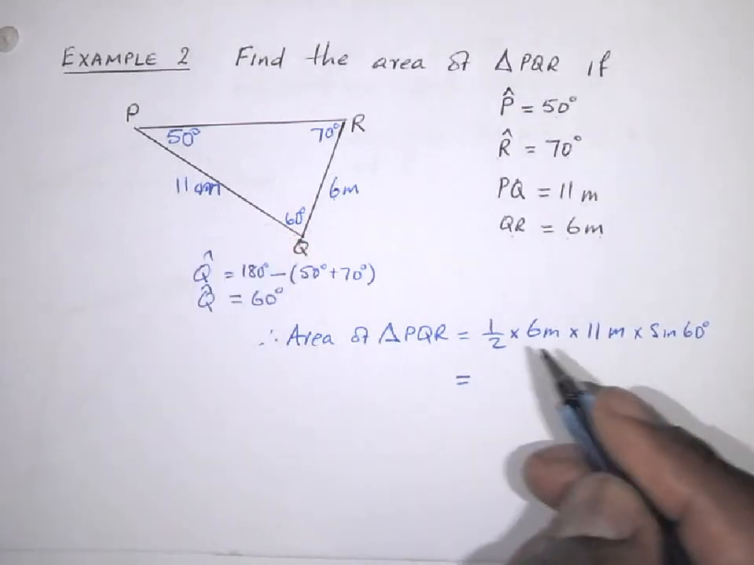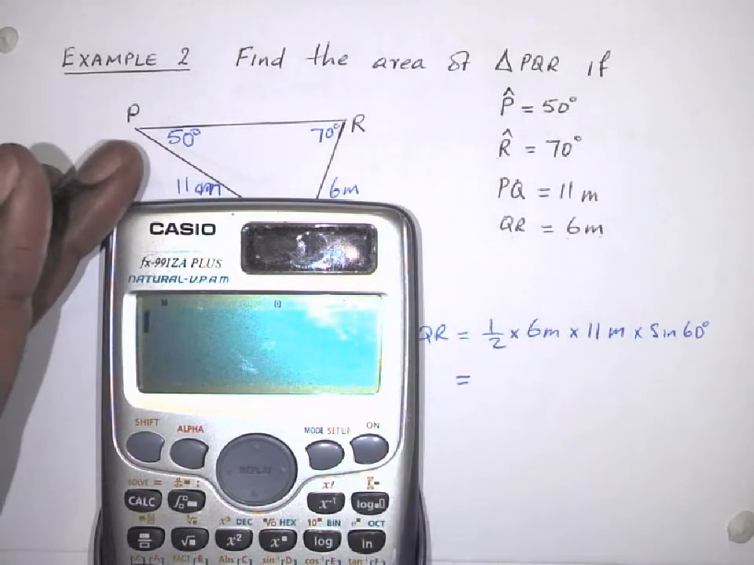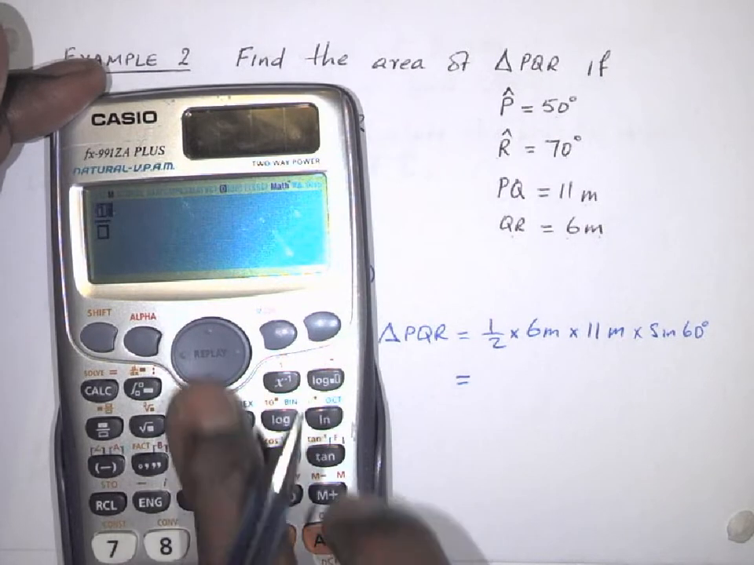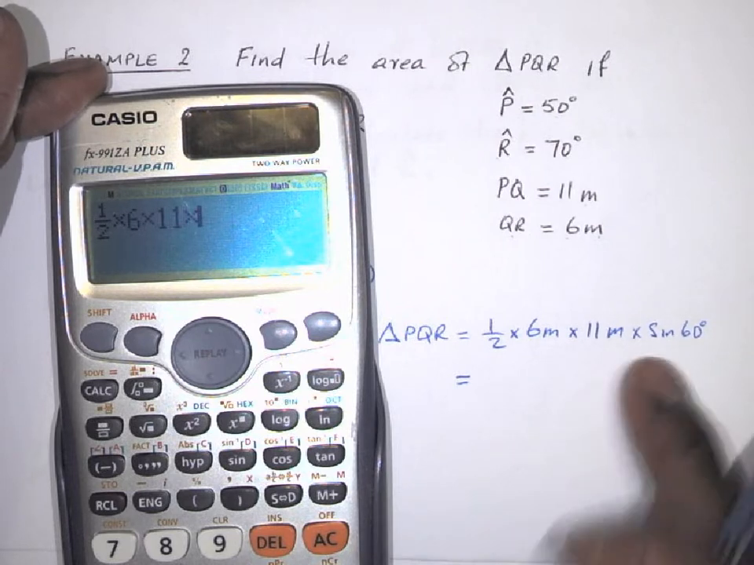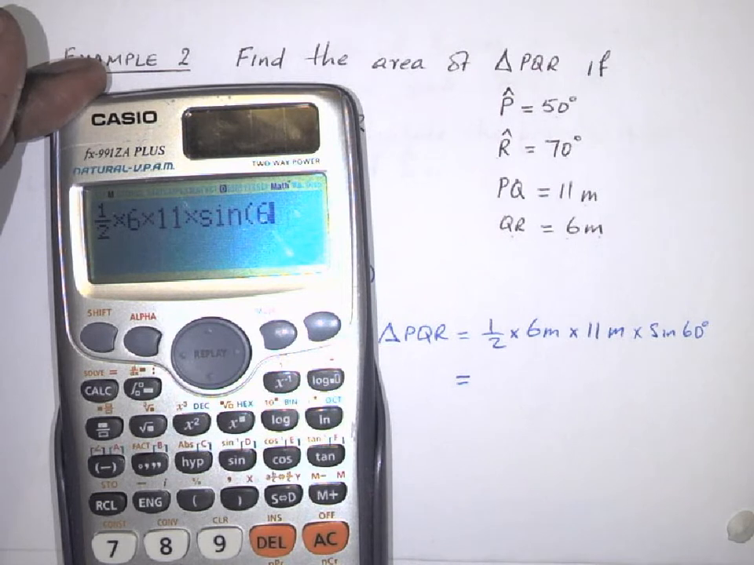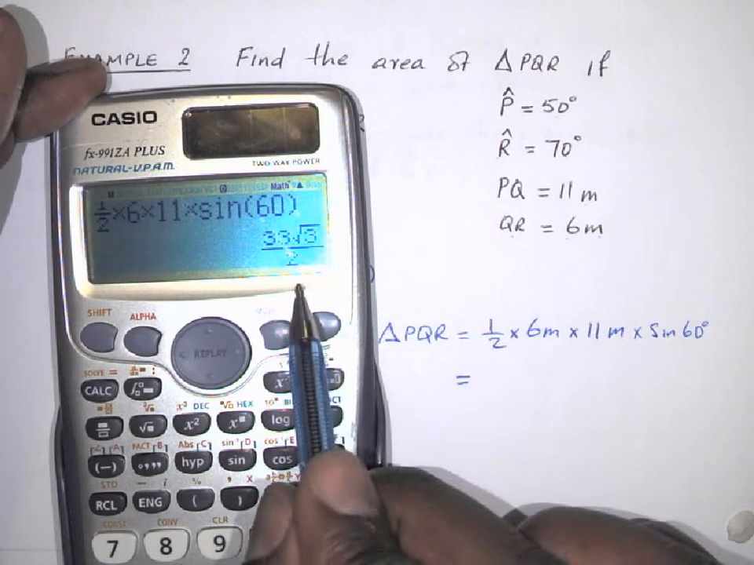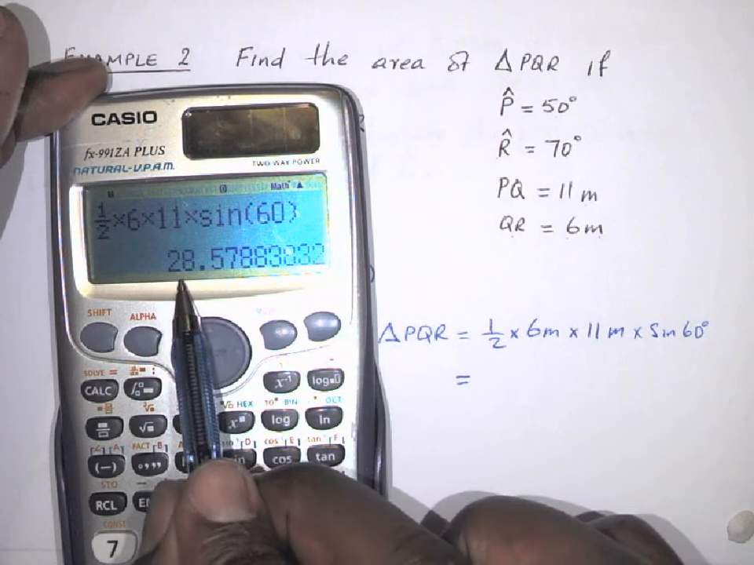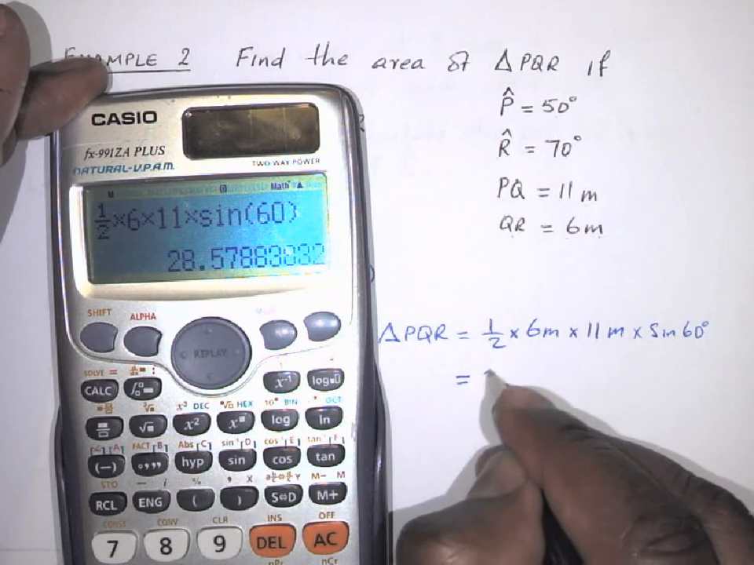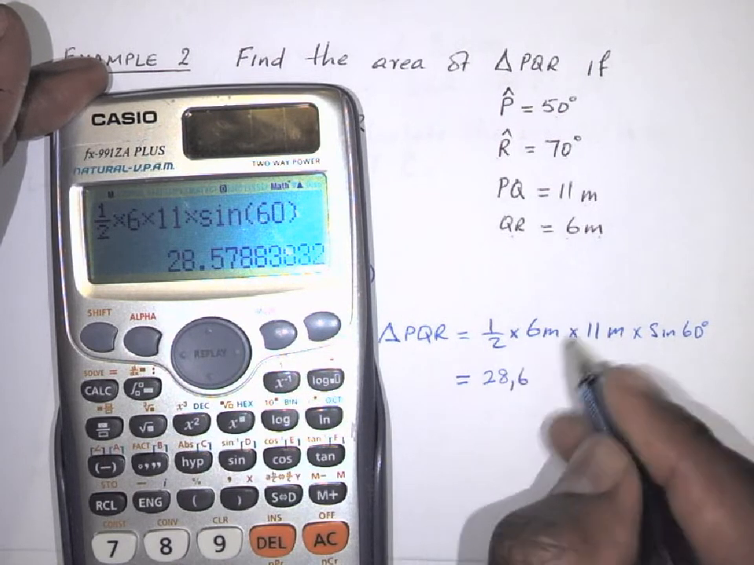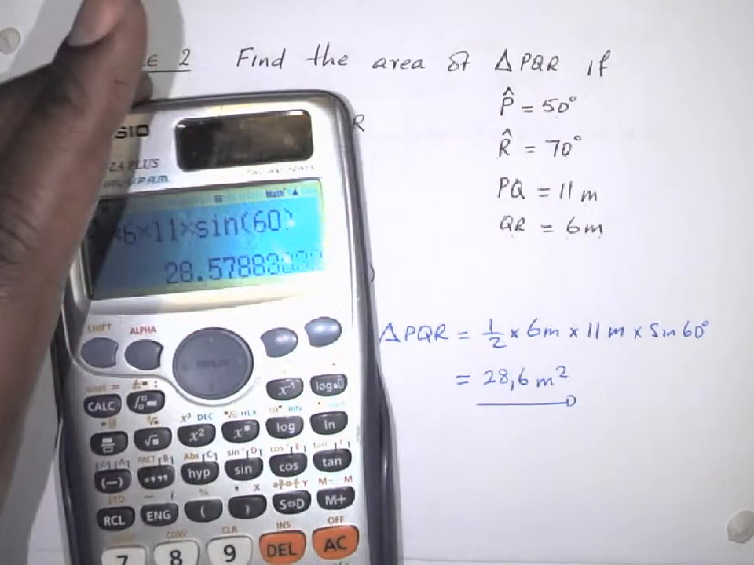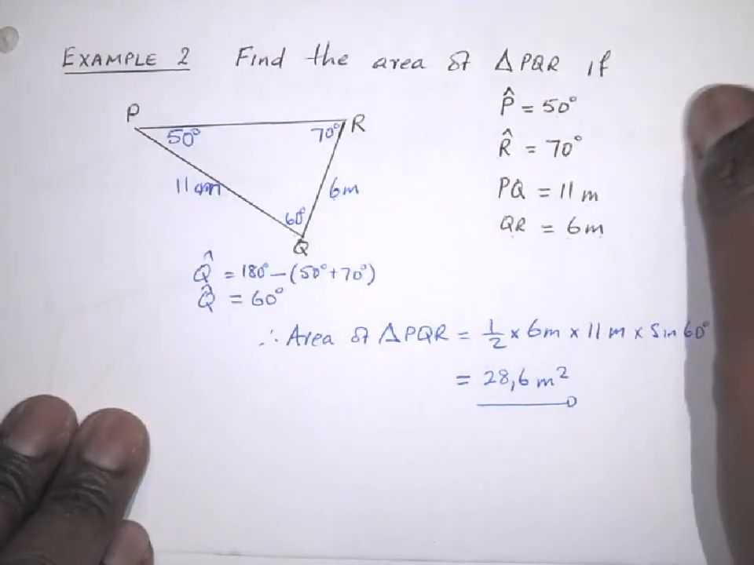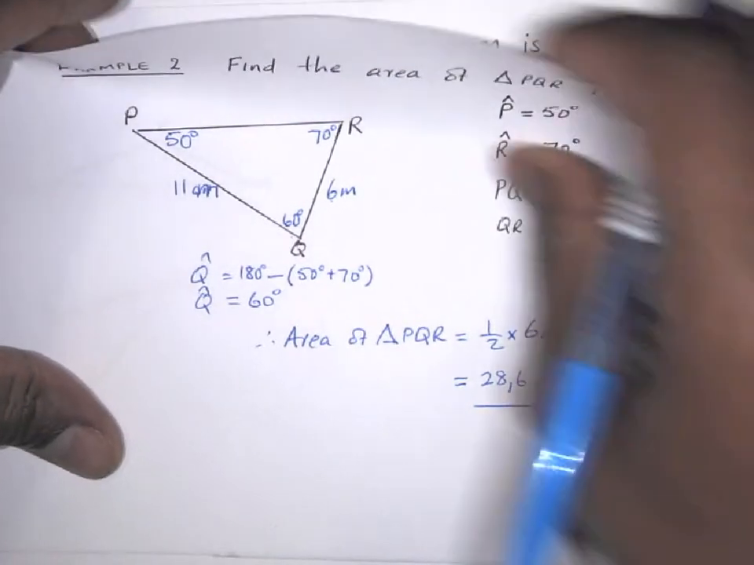So the answer is, plug it in the calculator. So I've got a half times 6 times 11, then times sine of 60 degrees, and the answer is 28.6. 28.6, and meters times meters, meters squared. That's our answer. Let's look at another example. There you go.